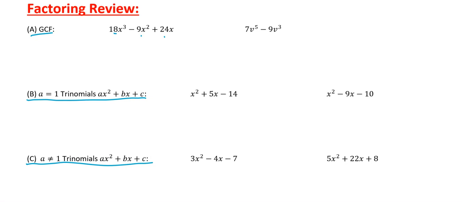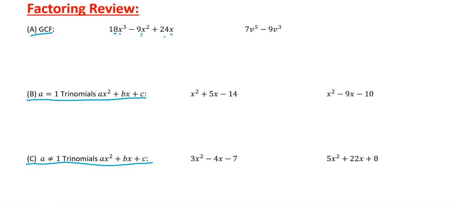So we can take a 3 out of all of these. That's a GCF for the number part. But remember that the GCF can also be a variable. So since they all have x, take out the lowest exponent. So in this case, it would be x to the first power. So when we take that out, let me just move this down a little bit.